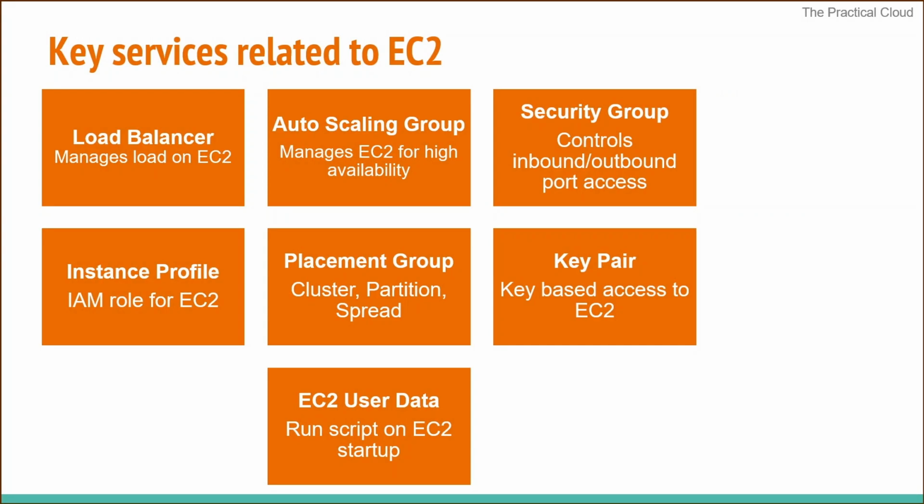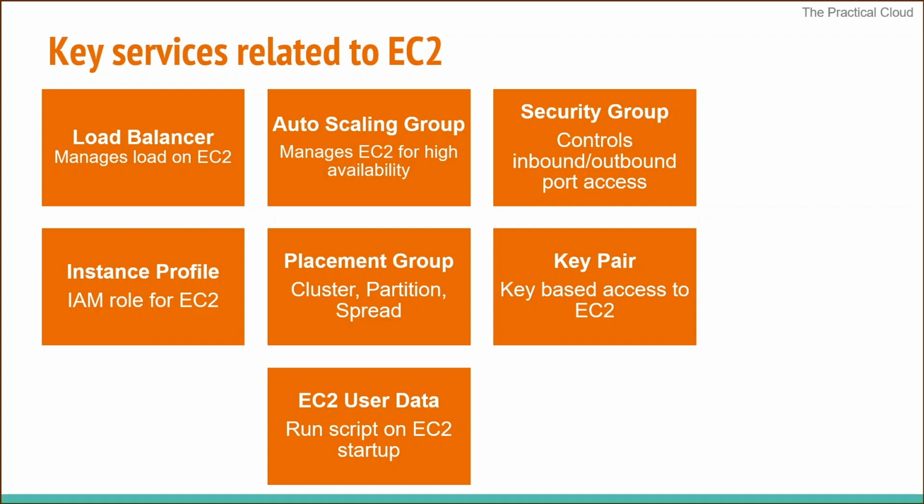Now let's understand some of the key services related to EC2. One of them is load balancer. Load balancer itself is a different AWS offering that we will see in a coming session. But if you have an application running on EC2 and you want to scale your application, load balancer helps manage the load on the EC2s. It's an important service for load balancing. Then auto scaling group for managing EC2 for high availability. If you want to scale up or scale down, the ASG, auto scaling group, can handle it automatically. You don't need to do this manually.